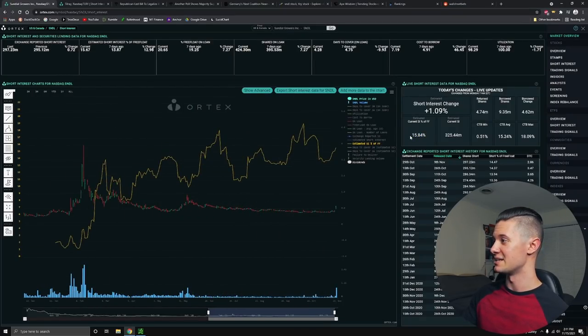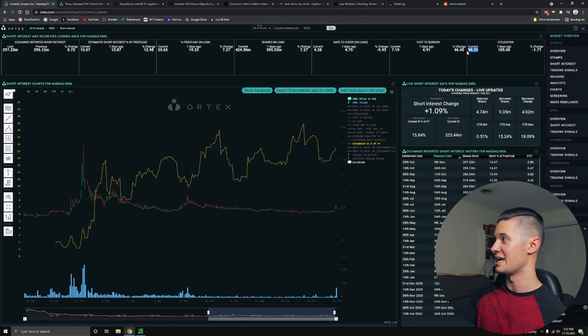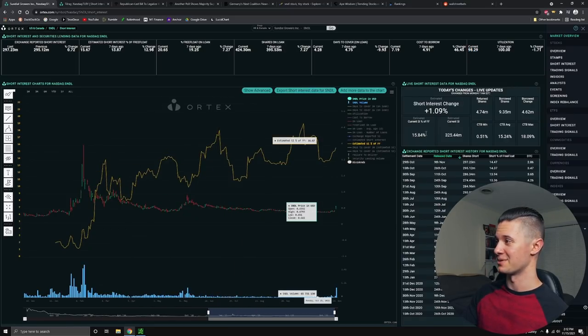If you look at Sundial, they have a 15.84% short interest as a percentage of the free float, very high, and Tilray has a 9.23% short interest as a percentage of the free float. So both of these stocks are incredibly shorted. Now, Tilray a little bit less so, but if you look, they are at a 93.9% utilization. Sundial is at a 98% utilization. So both of them have really been shorted close to the max of what they can be, right?